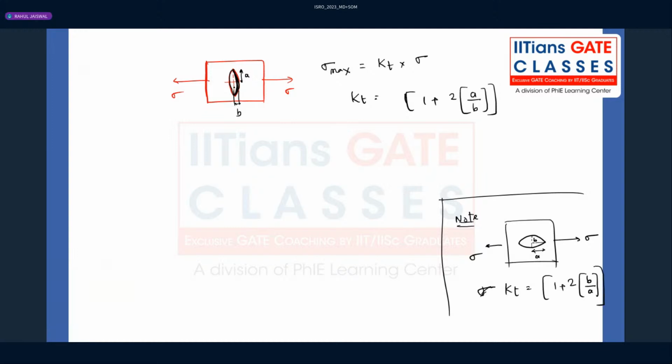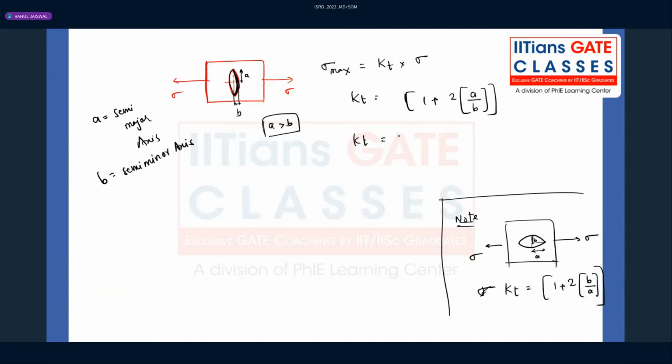But when the load is acting perpendicular to the semi major axis, A will be in the numerator and the semi minor axis in the denominator. Here the load is acting perpendicular to the semi minor axis, so B will be in the numerator and the semi major axis in the denominator. In this scenario, A is greater than B, no doubt. A is the semi major axis of the elliptical hole, and B is the semi minor axis.